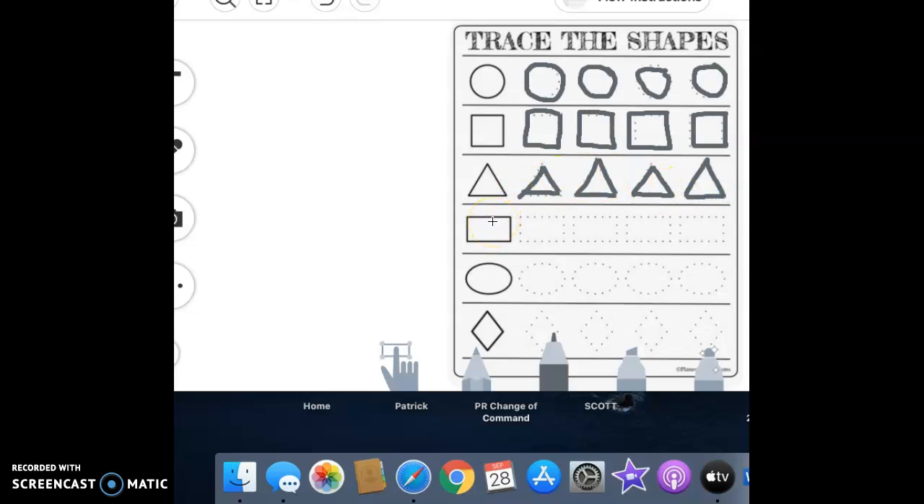This is a rectangle. 4 sides, too long, too short. Rectangle, rectangle, rectangle, rectangle.